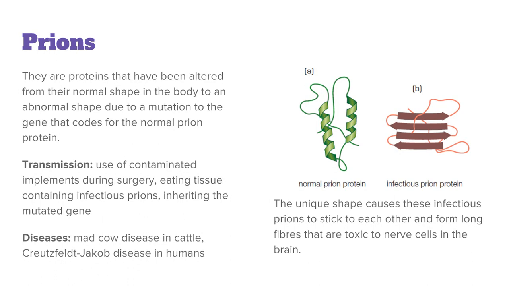Because of this change in the shape of the protein, the prion proteins now stick together and they can form long fibers that are toxic to nerve cells. So that's why we have diseases such as mad cow disease in cattle or Creutzfeldt-Jakob disease in humans, where they sometimes refer to the brain as becoming spongy because there are holes in it, and that's because of these fibers being toxic.